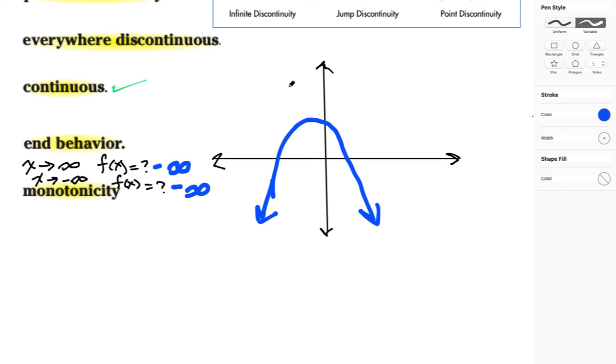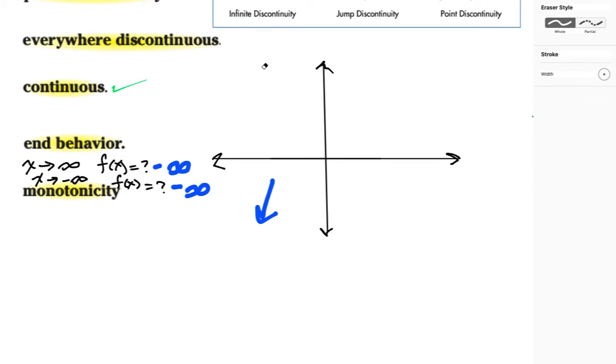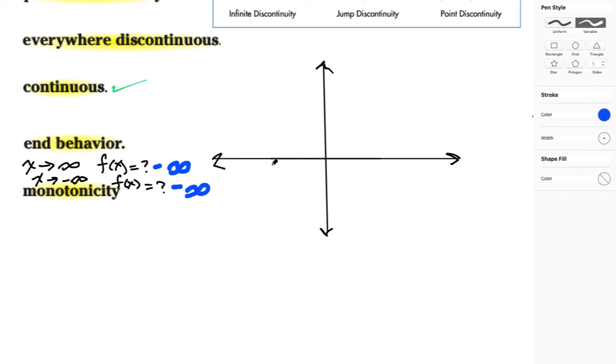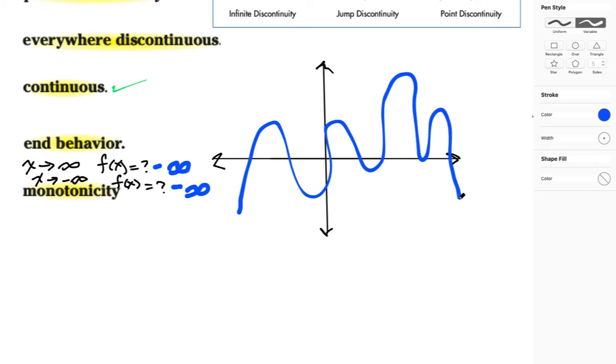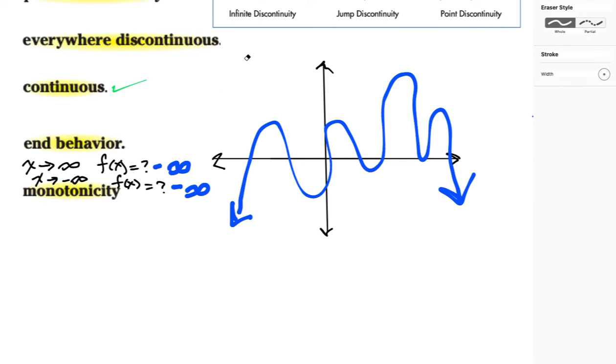Our graphs do all kinds of funky stuff, right? But end behavior is not concerned with all of this stuff here. End behavior is really concerned with what's happening as x approaches positive or negative infinity. And then we have this concept of monotonicity. It's not a word that I use every day, I'll be honest.